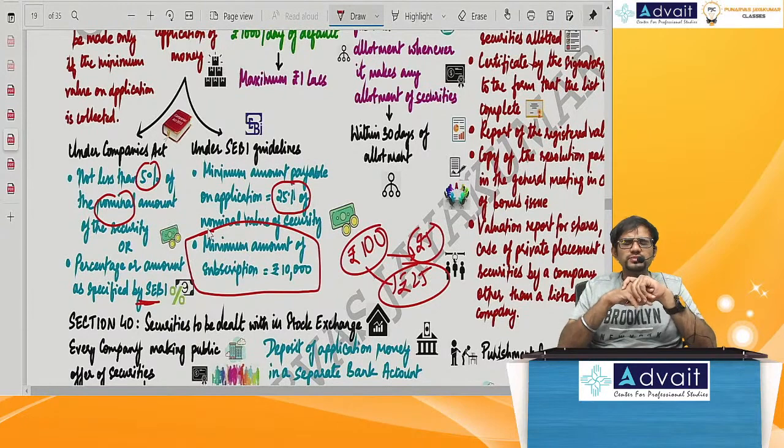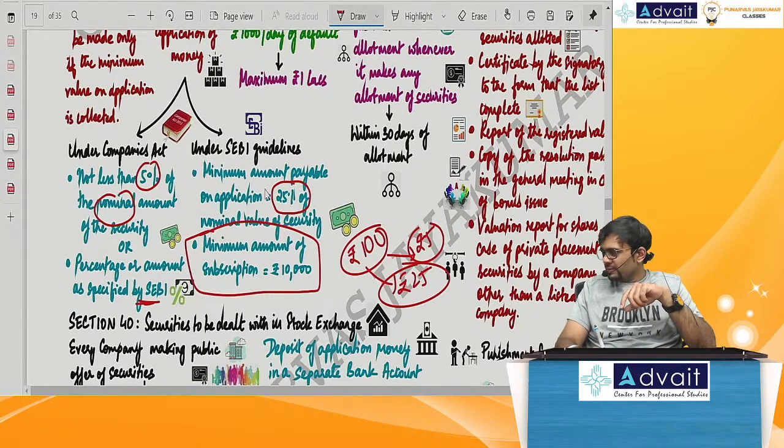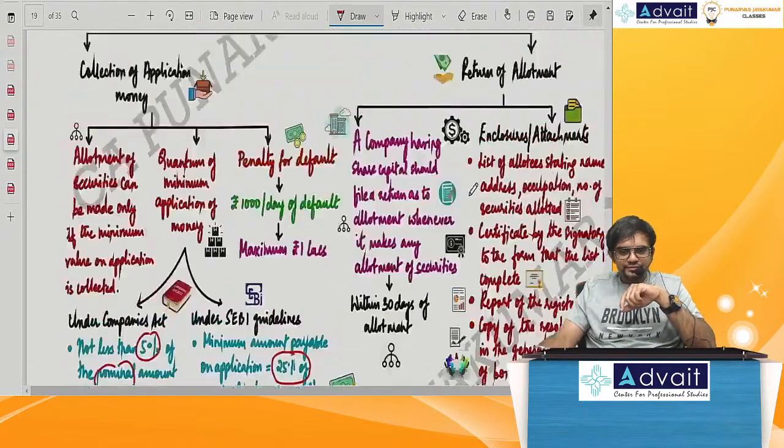Minimum amount of subscription will be 10,000 rupees. So minimum amount payable will be 25%, sorry, 25 rupees, and minimum amount will be how much? 10,000 rupees. That is how we need to look at it.